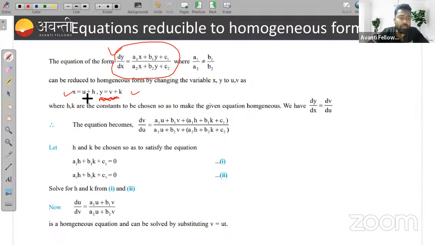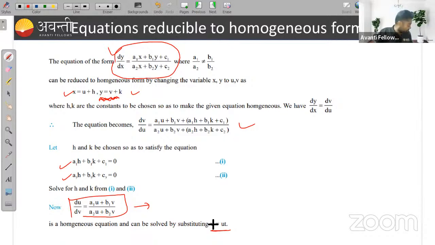So the equation now becomes, dy by dx becomes dv by du, and after putting x is equal to u plus h, y is equal to v plus k, you will get this. Let h and k be chosen so as to satisfy the equation. So here you are getting this. Solve for h and k from both relations, equation 1 and 2. After solving, you are getting this. Now it becomes a homogeneous equation and can be solved by substituting v is equal to ut.